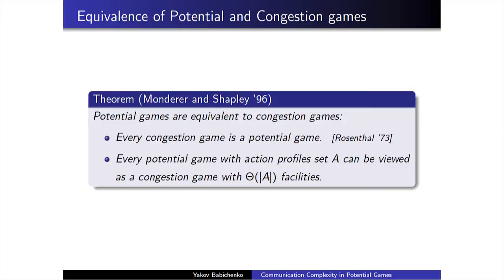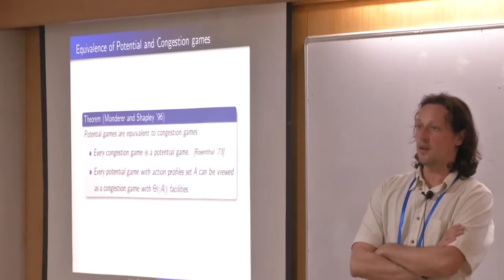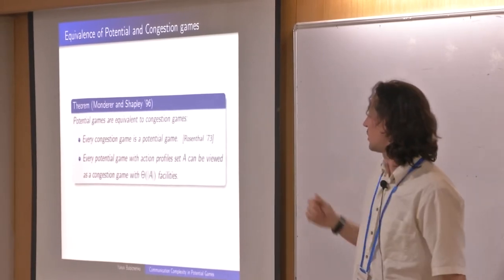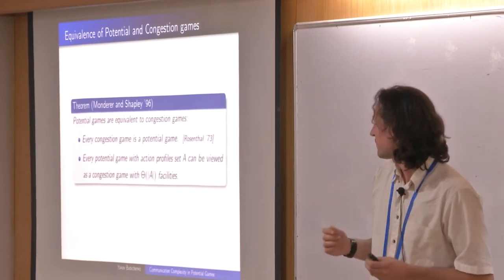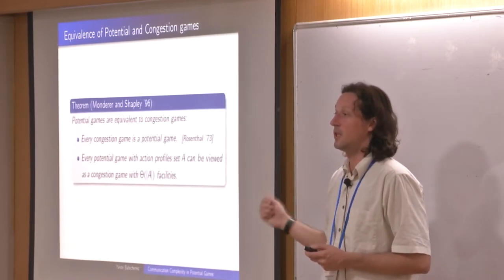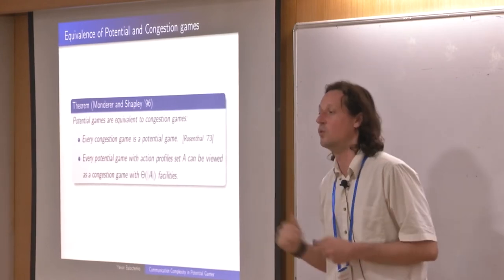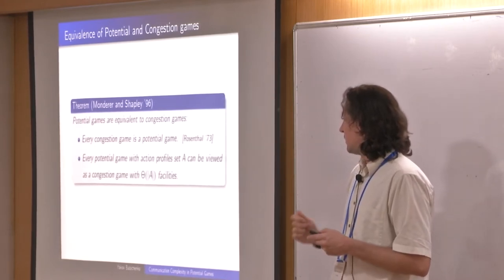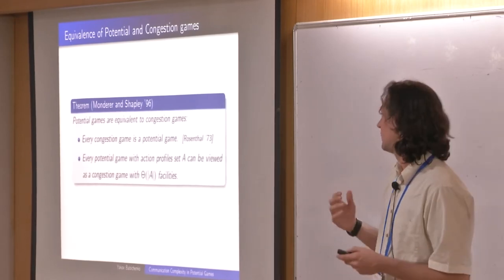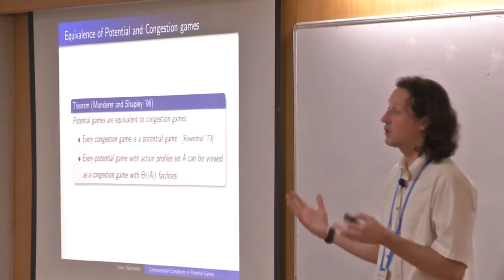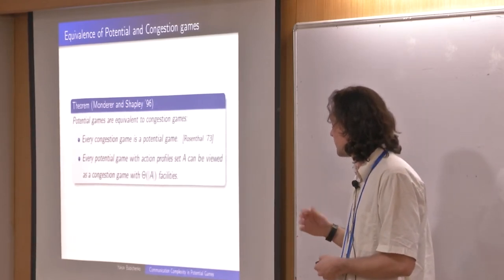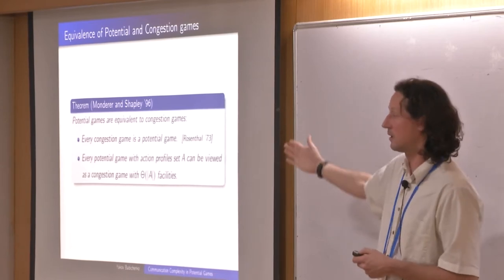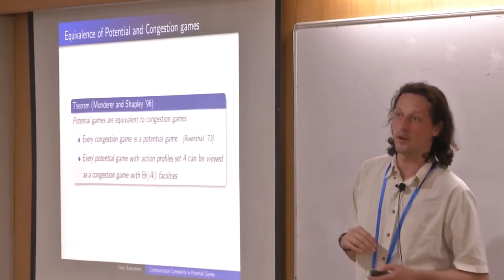And a famous result by Monderer and Shapley is that potential games, which I just described, are equivalent to congestion games. Namely, every congestion game admits a potential. In fact, this goes back to Rosenthal, who defined the notion of congestion games. And you can also do the opposite direction: every potential game can be viewed as a congestion game with some facilities, and the number of facilities needed to describe a game as a potential game is of the same order as the number of action profiles. Okay.